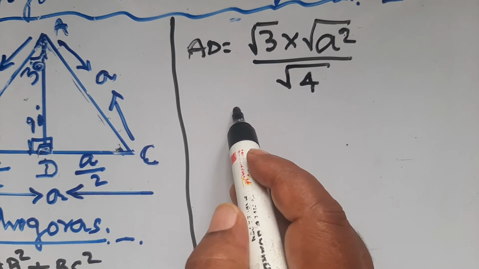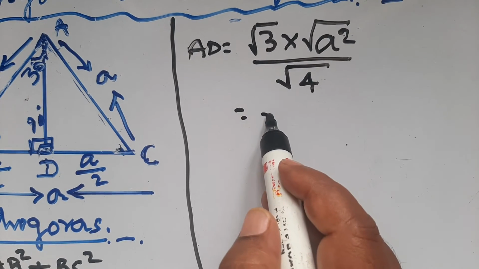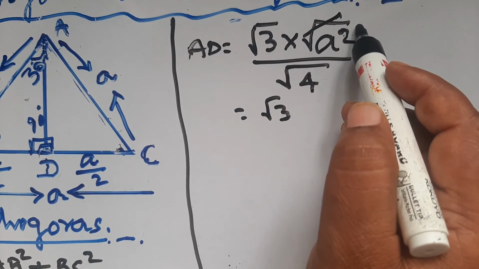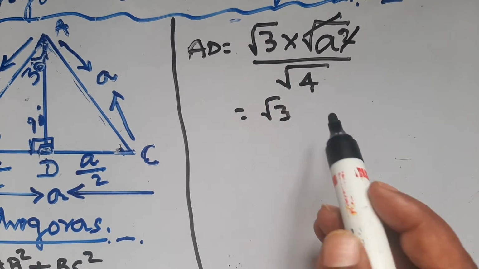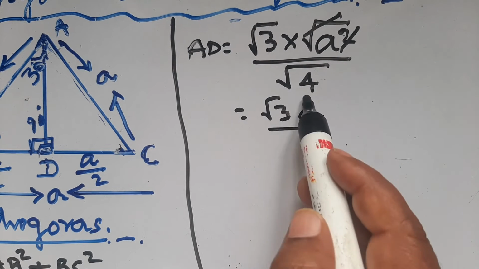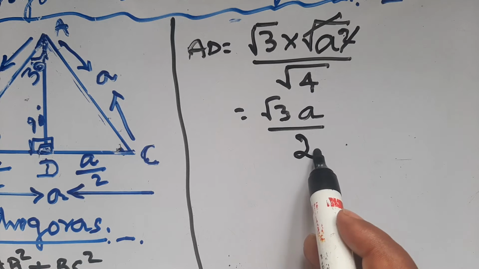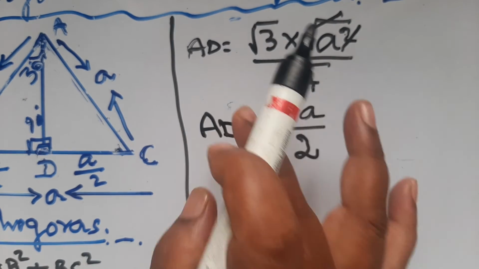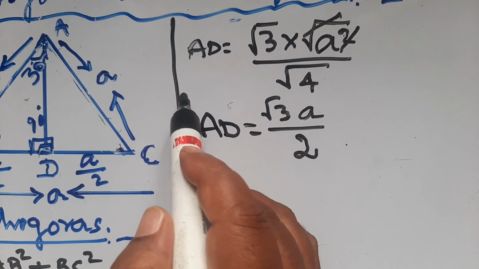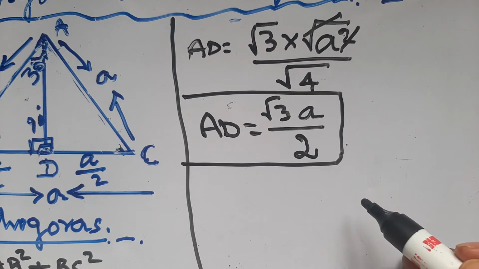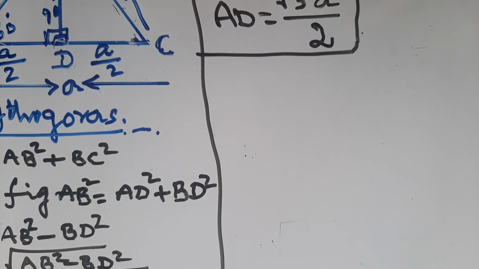So, what is the next step? Root 3 as it is, then here square and root cancel, a will come, root 3a, root 4 is 2. So, this is AD value. Okay? You must remember this, very important this. Clear?